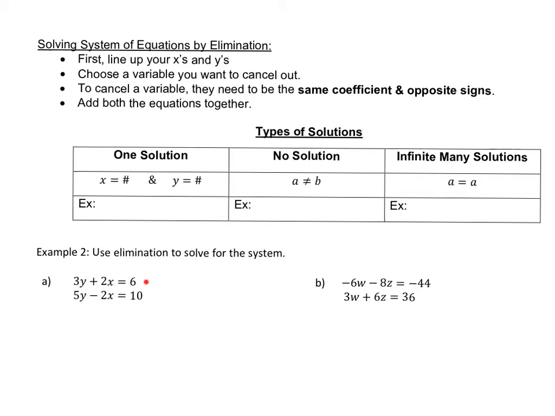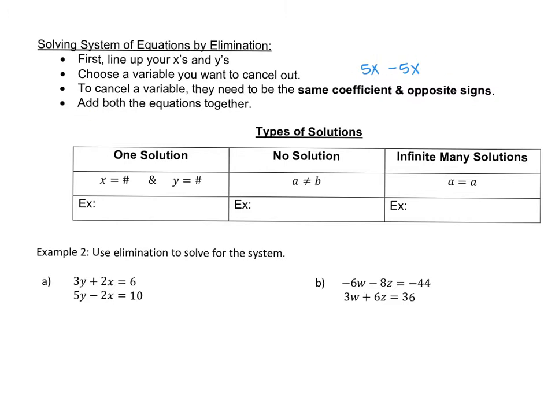Once you have that ready to go, you choose one of the variables to cancel out. In order to cancel out a variable, the coefficients need to be the same but with opposite signs. For example, if you have a positive 5x, in order to cancel it out you need a negative 5x, and that way they cancel each other, because 5 minus 5 is 0. So you need the same coefficient and opposite signs: one positive, one negative.